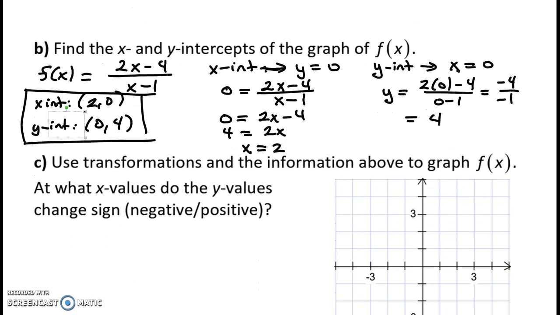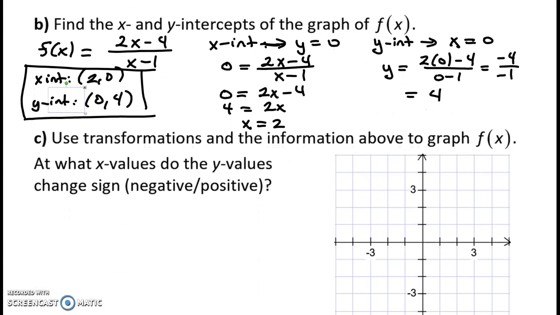Now we're going to use both of these things to graph the function in the coordinate plane. First, I'm going to plot the x and the y-intercepts. The x-intercept is 2, the y-intercept is positive 4. And next, I'm going to look at the form of the function that we got when we used long division. f(x) = 2 + (-2)/(x - 1).